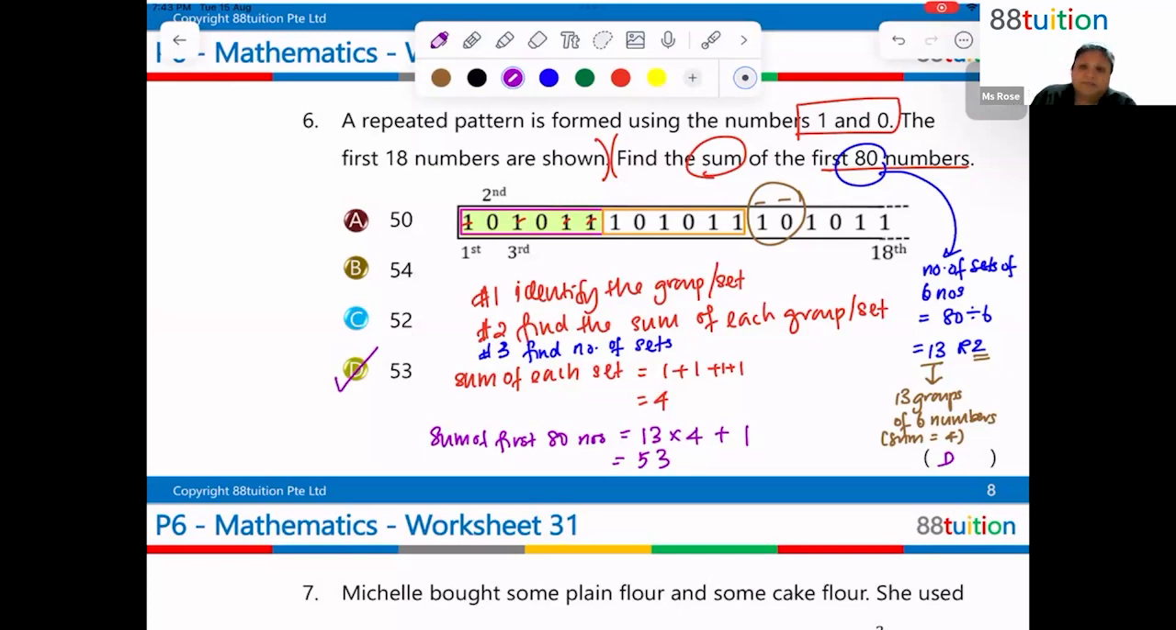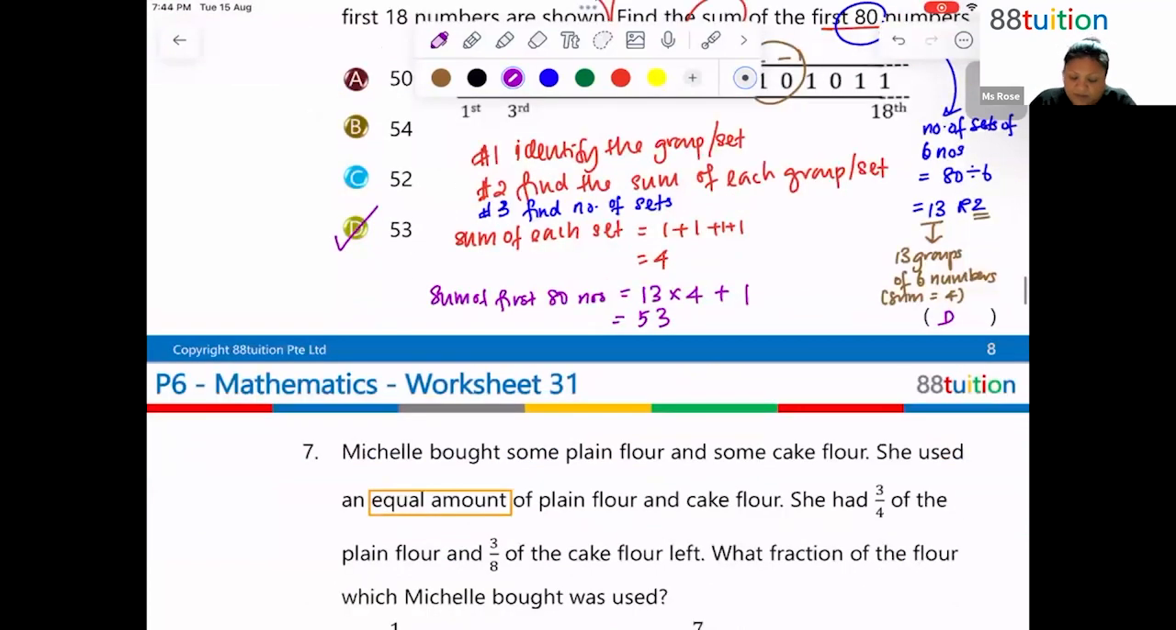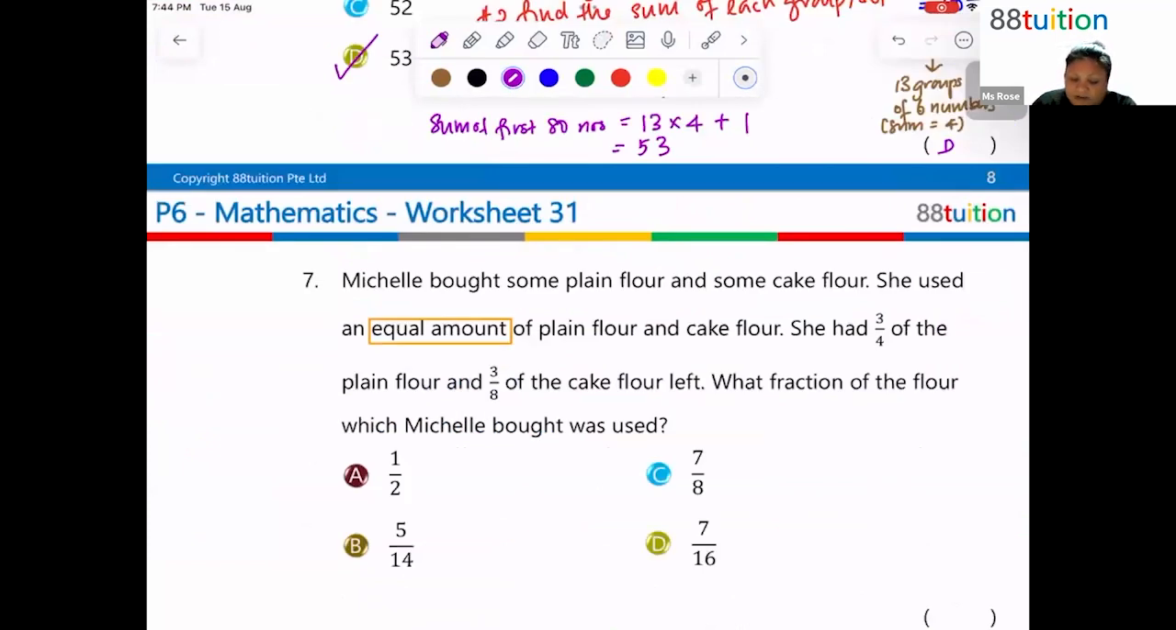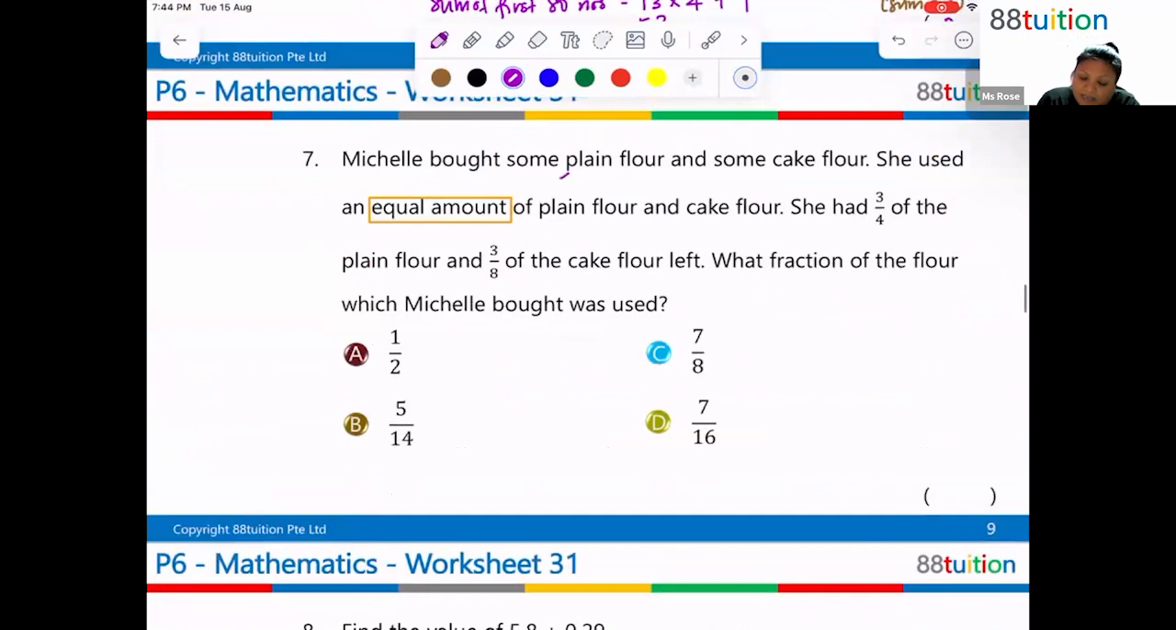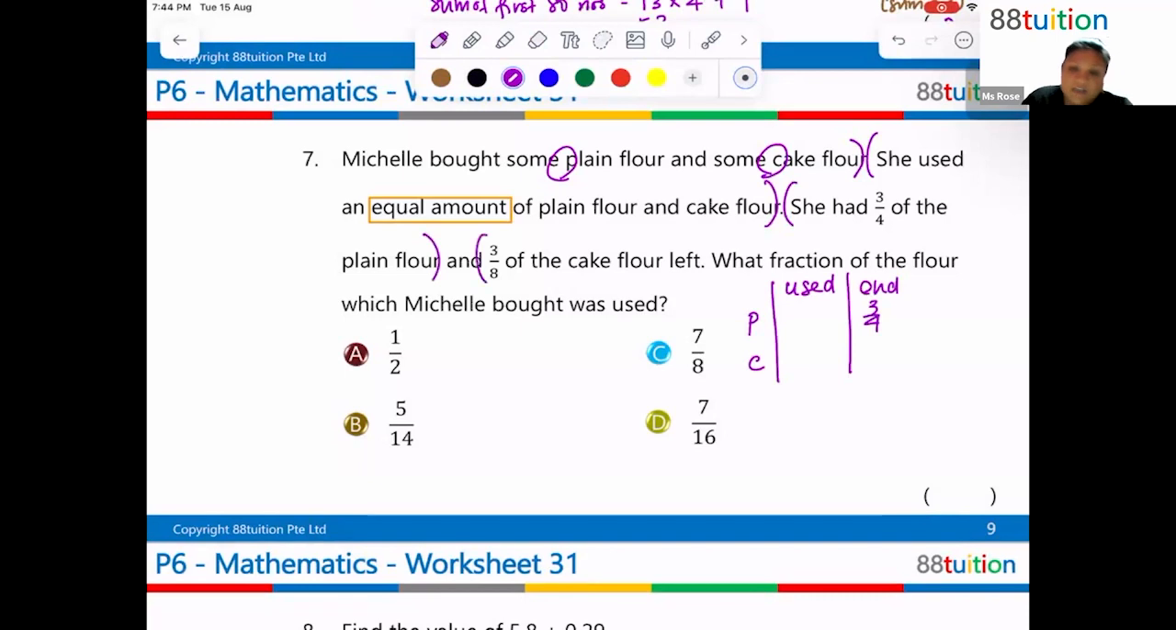Now take a look at the next question, number 7. All these without the calculator. Michelle bought some plain flour and some cake flour. She used the same amount of plain flour and cake flour. So since she used the same amount, she had 3 out of 4 of the plain flour and 3 out of 8 of the cake flour left.